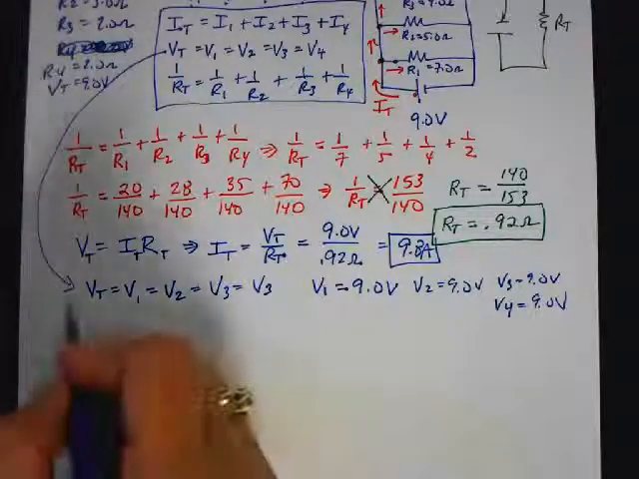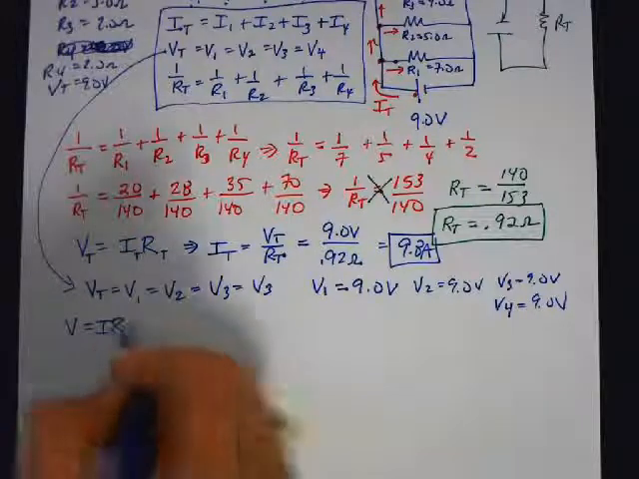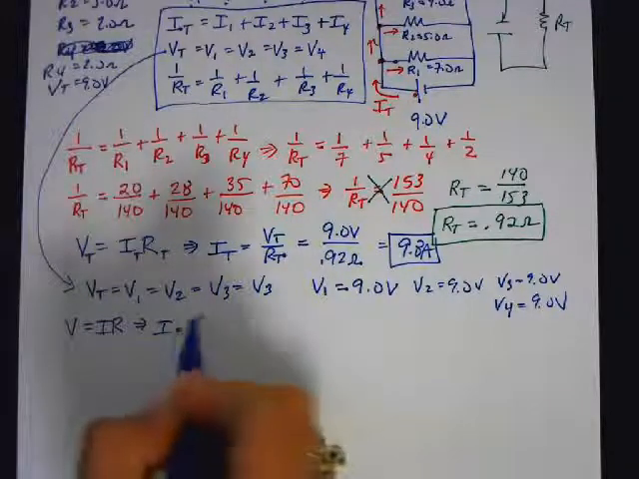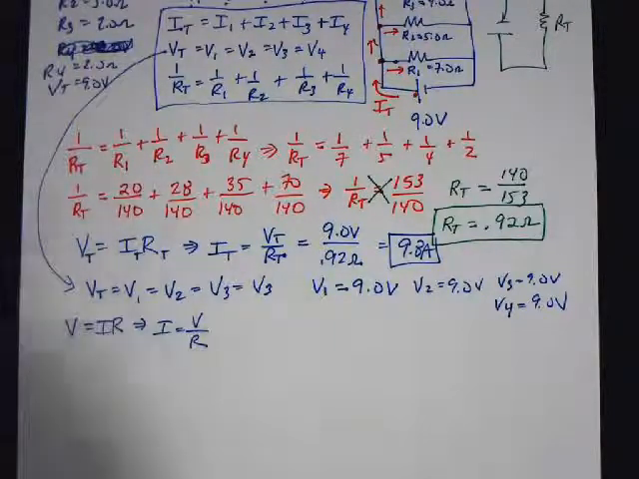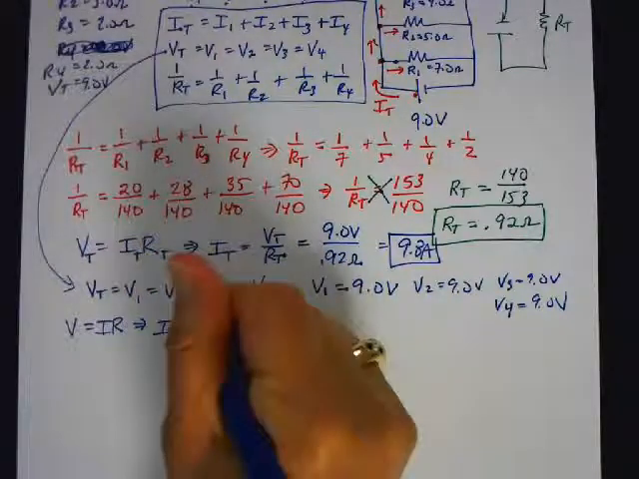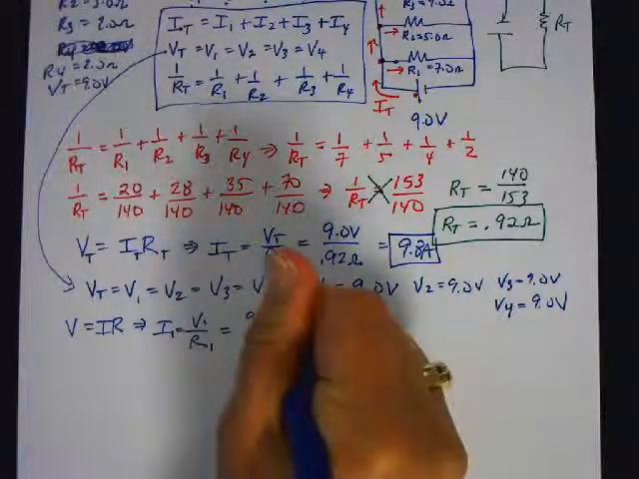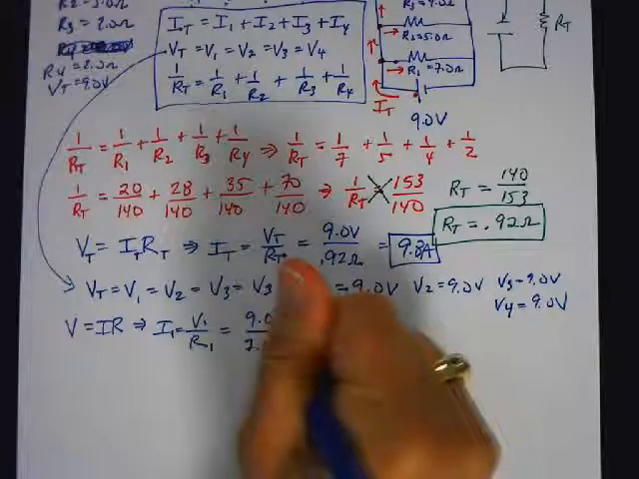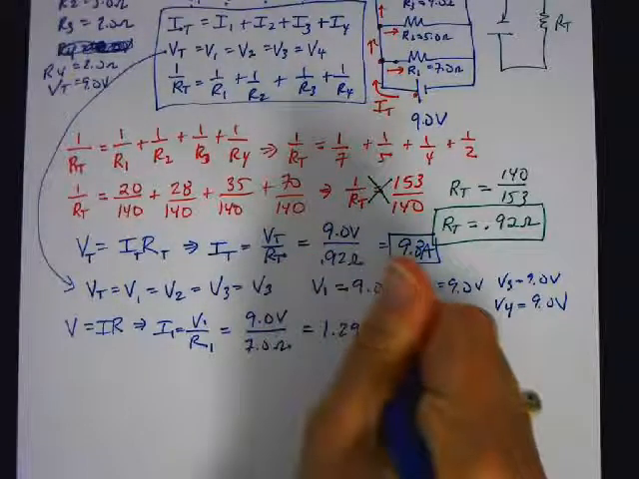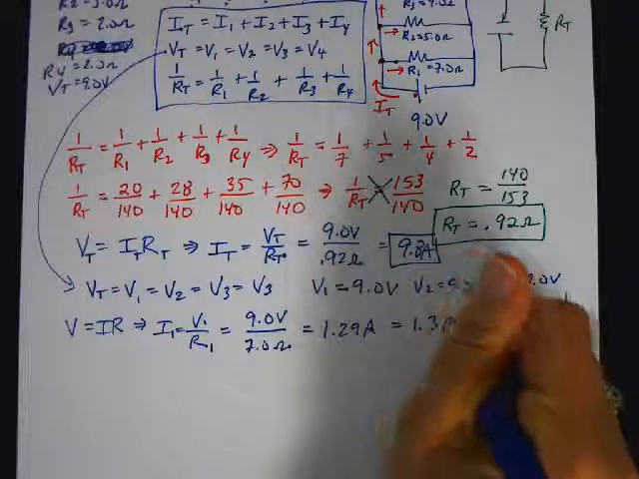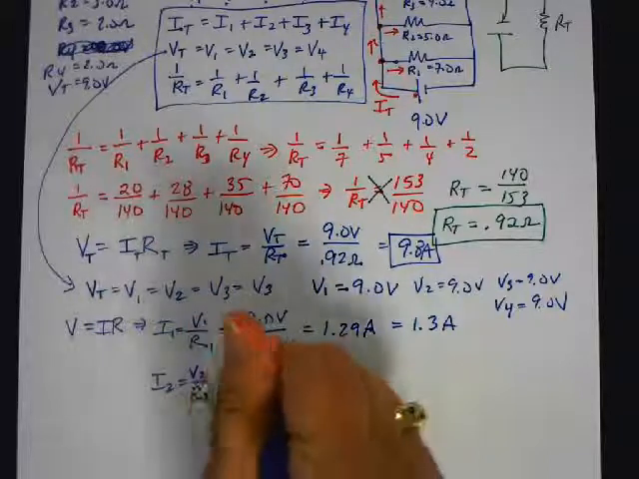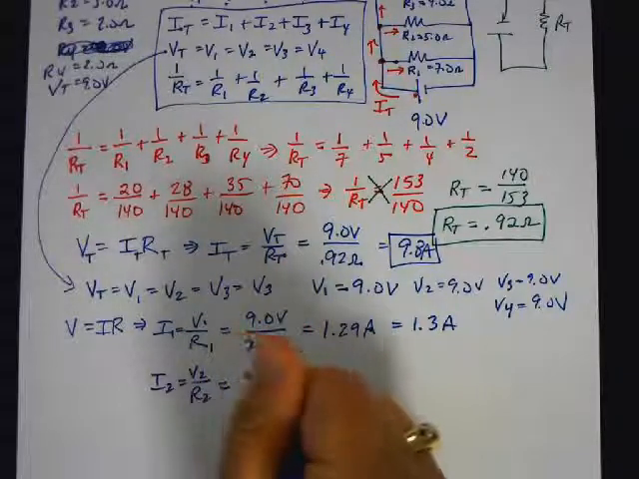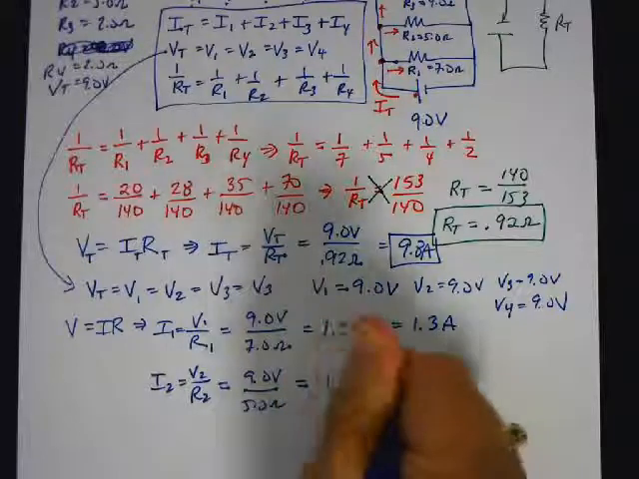So now, when I want to find the current, I'm going to use Ohm's law again. V is equal to IR. So I is equal to V over R. But what I'm going to do now is apply this for each individual branch. So I1 is V1 over R1. So it's 9 volts over 7 ohms, and it comes out to be 1.29 amps, which we'll just say 1.3. I2 is equal to V2 over R2, so it's 9 volts over 5 ohms is equal to 1.8 amps.